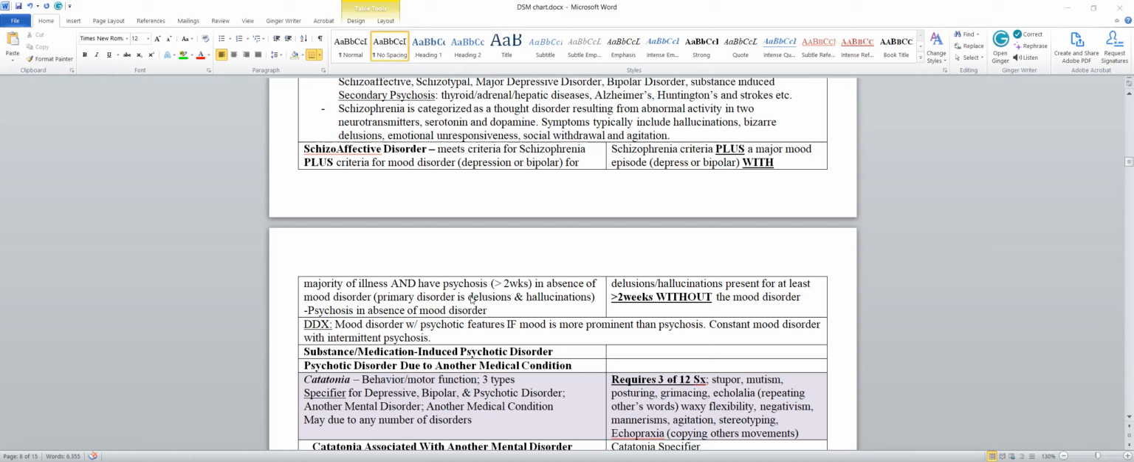Differential diagnosis: mood disorder with psychotic features if mood is more prominent than psychosis. Constant mood disorder with intermittent psychosis. That's the DDX, mood disorder with psychotic features if mood is more prominent than psychosis.